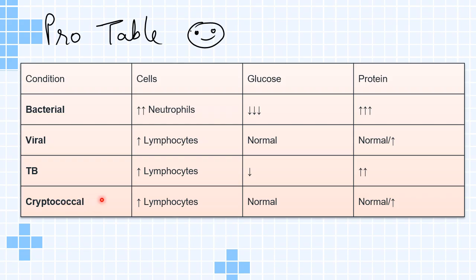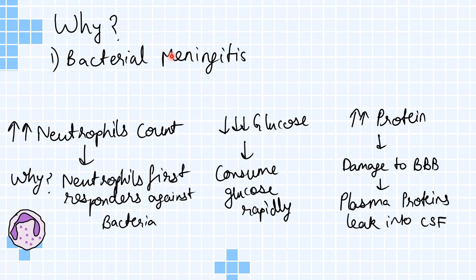And lastly, we have cryptococcal meningitis. In this, we have increase in lymphocytes, glucose is normal, protein may be normal or increased. But why do these changes occur?